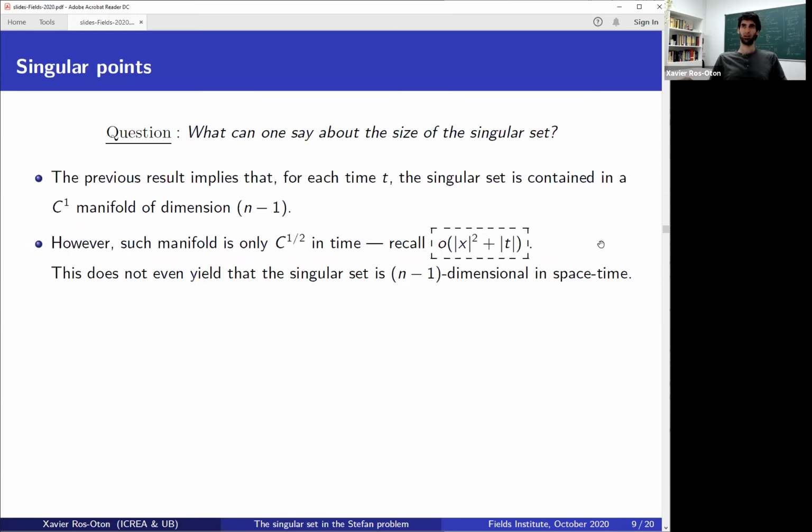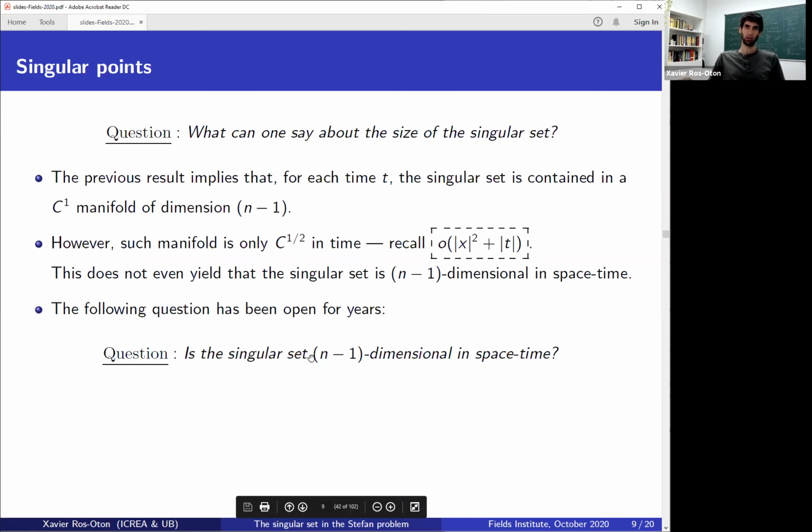Okay, and then the question that remained open for many years is: is the singular set n-1 dimensional in spacetime? So, as a subset of R^{n+1}. Notice that this result is saying, as in the elliptic case, that if you look at a fixed time, the singular set is contained in a manifold of dimension n-1. But the free boundary for a fixed time is also n-1. So the singular set is as big as the full free boundary.